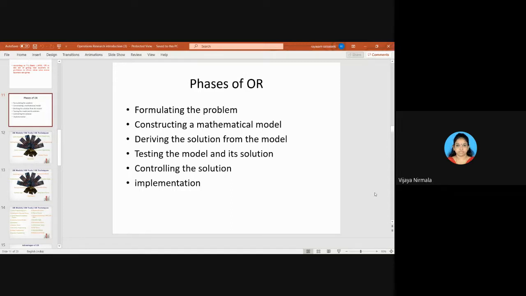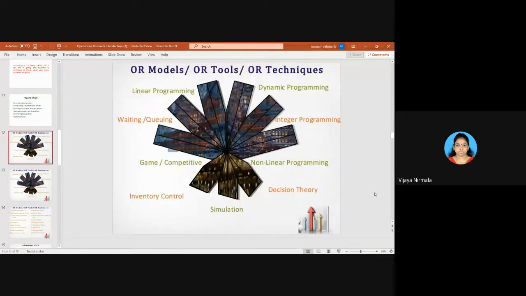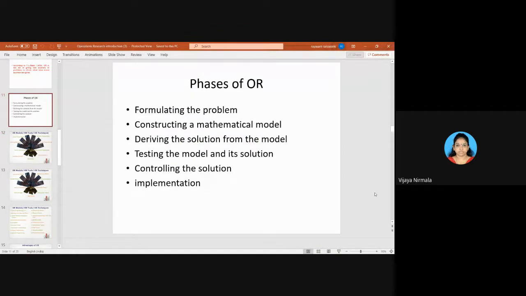In the same way, here we need to make a formulation of the problem. Based on the problem, you need to construct a mathematical model. There are several models that we will discuss in the next slide. You construct a model, and next you derive the solutions from the model.